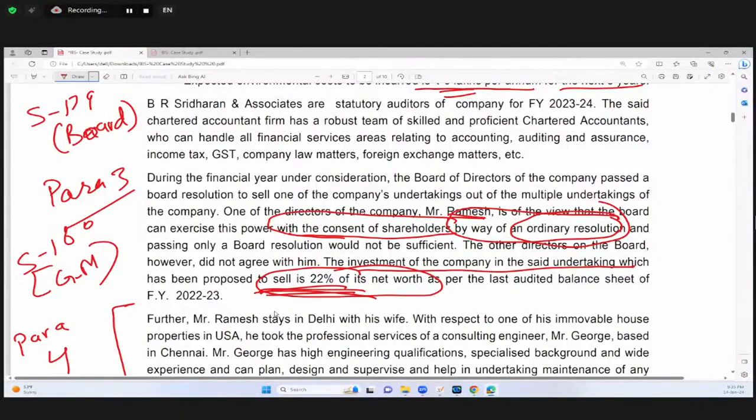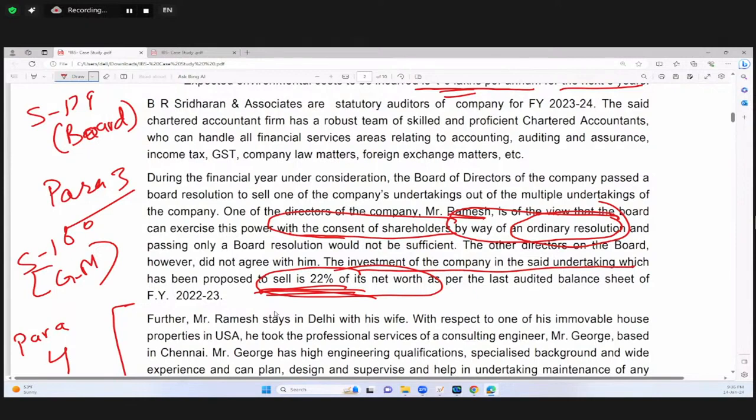The fourth power that the board of directors cannot do on their own is to remit or give time for the repayment of any debt due from a director. If this power is also with the directors, they will not repay the loan given to them. So that power the company law has provided to the shareholders.